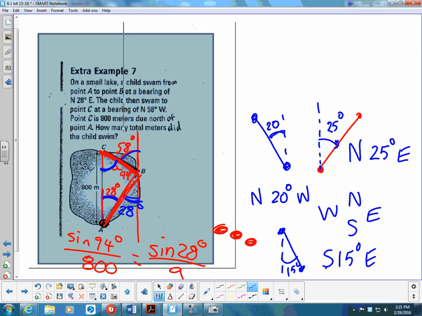Subtract from 180, right? Because we already know this one's 28 and this one's 94, so that leaves us with 58. You could also use alternate interior angles with that one, sure.